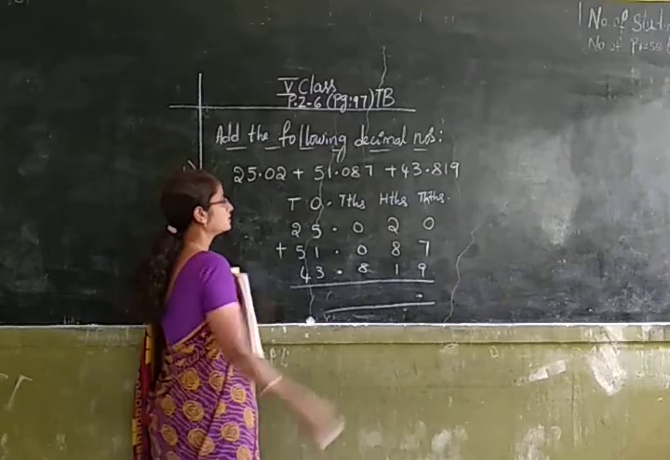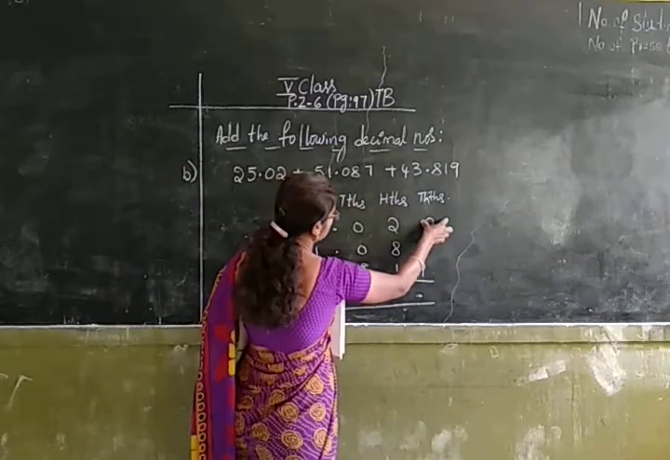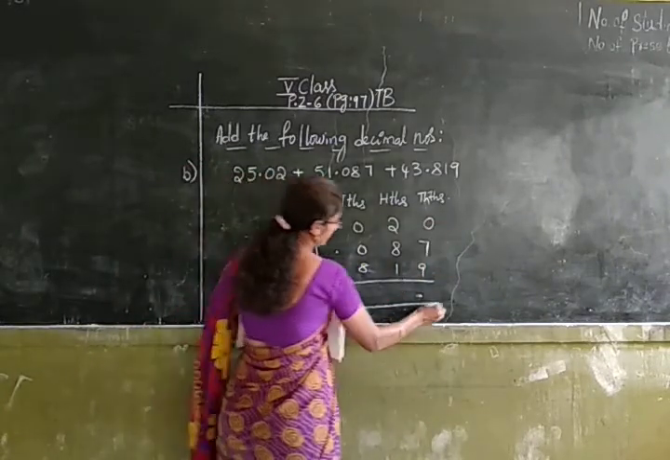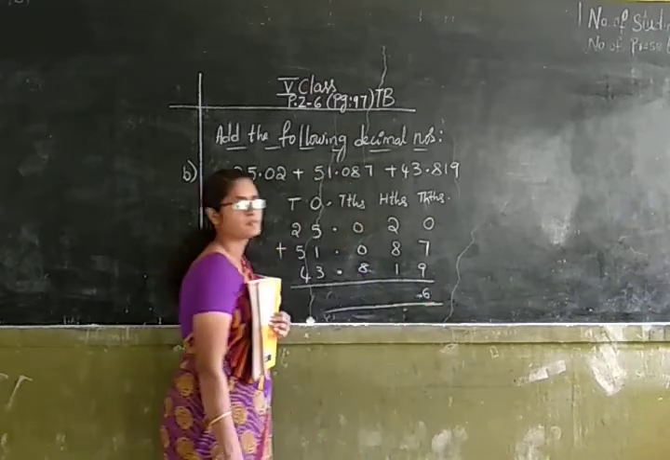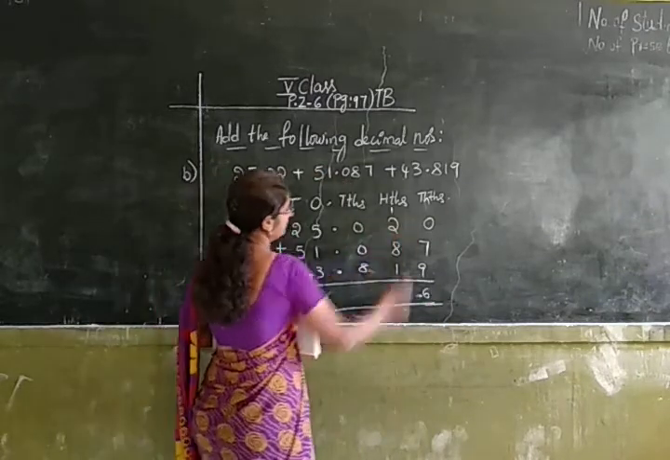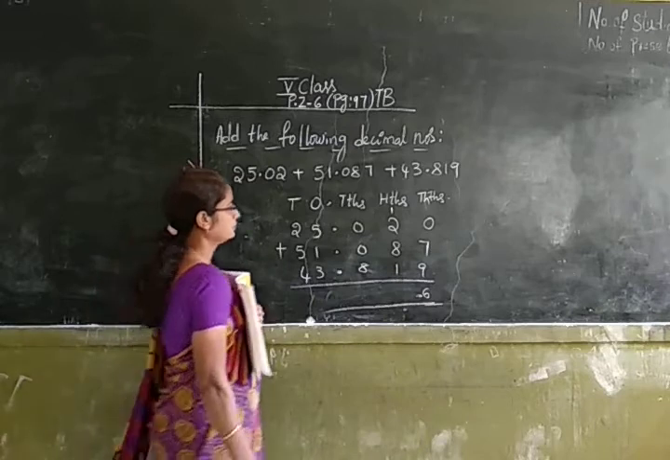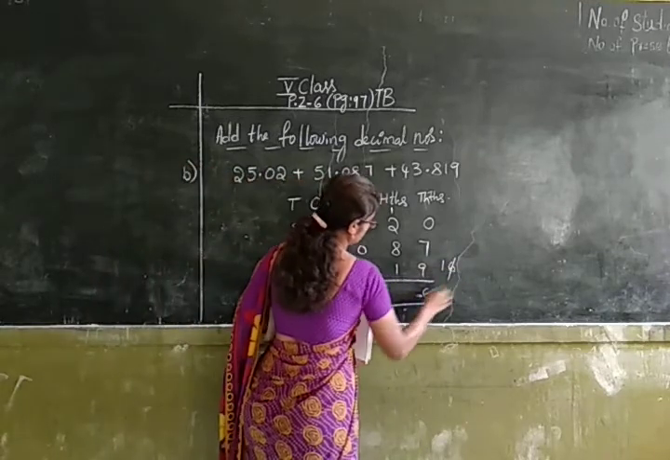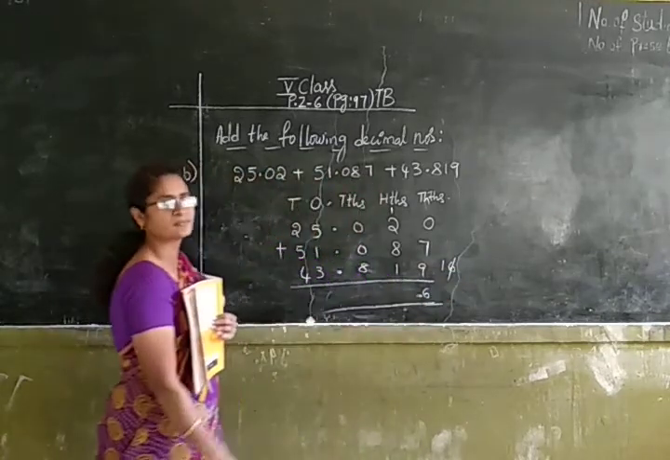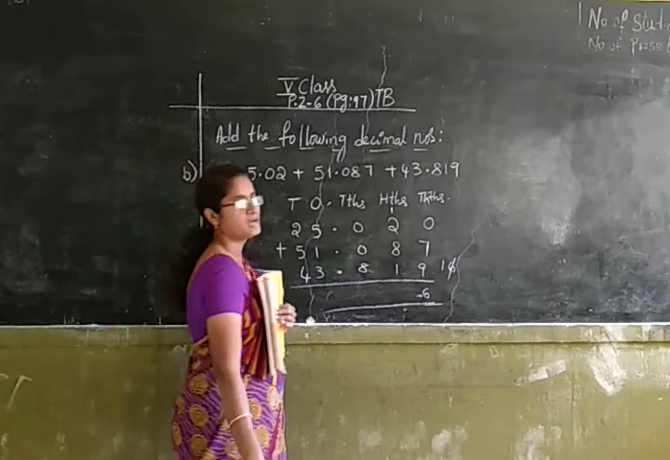Okay children, now start adding the numbers from the thousandths place. 7 plus 9 is 16. Put 6 in the thousandths place and carry 1 to the hundredths place.